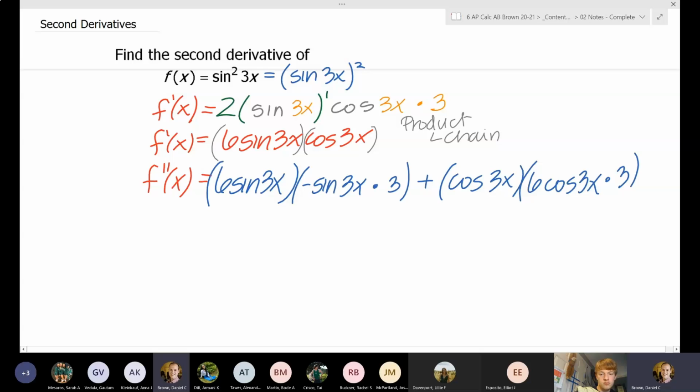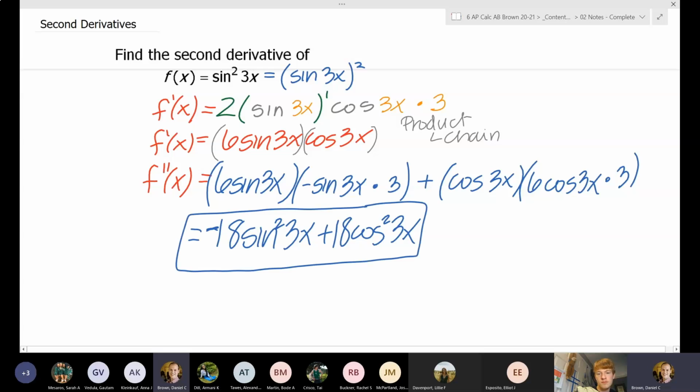You can simplify this a little bit. So I have coefficient 6 times 3, which is 18. And it's going to be a negative. Sine times sine is sine squared of 3x. And then plus a cosine times a cosine is cosine squared of 3x. Also have coefficients of 6 times 3. And so there is your second derivative of that problem.